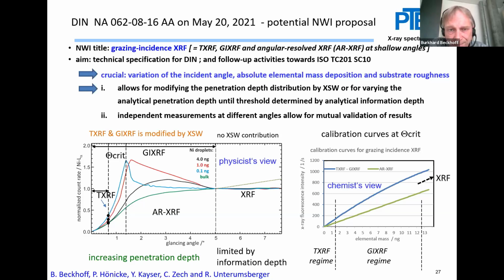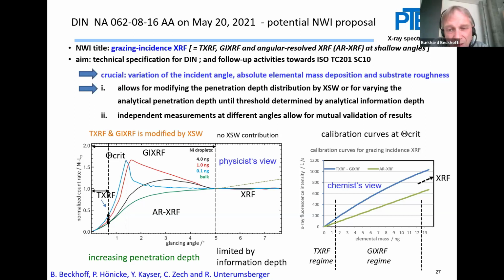of these techniques. And we got the impression that it's worthwhile to sort out these techniques also on a standardization level. And there are many advantages in extending the angular range beyond TXRF. One of them is, for example, that these techniques can serve for a validation of actually TXRF results at different angles.